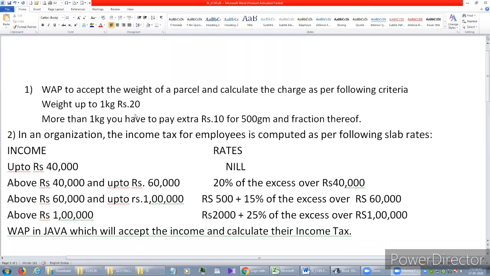First question: write a program to accept the weight of a parcel and calculate the charge as per the following criteria. First criteria is up to 1 kg, 20 rupees. More than 1 kg you have to pay extra 10 rupees for 500 gram and fraction thereof.